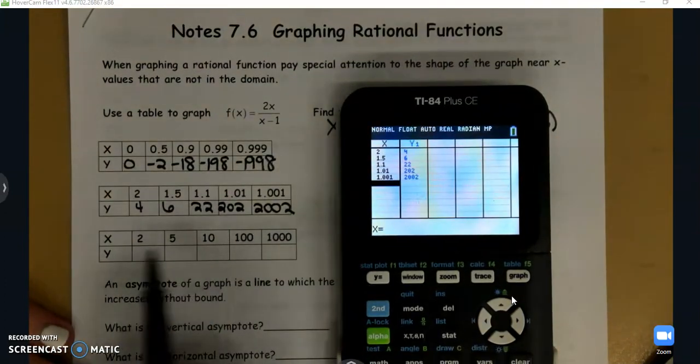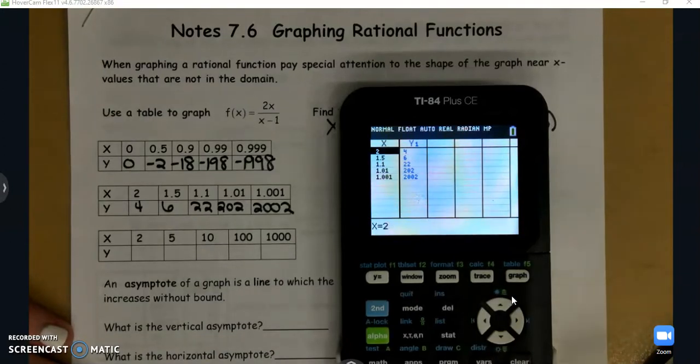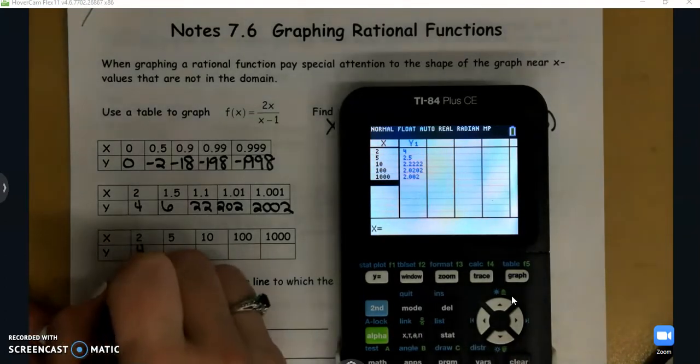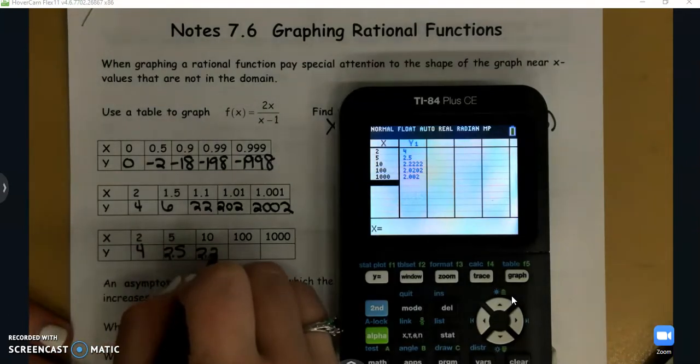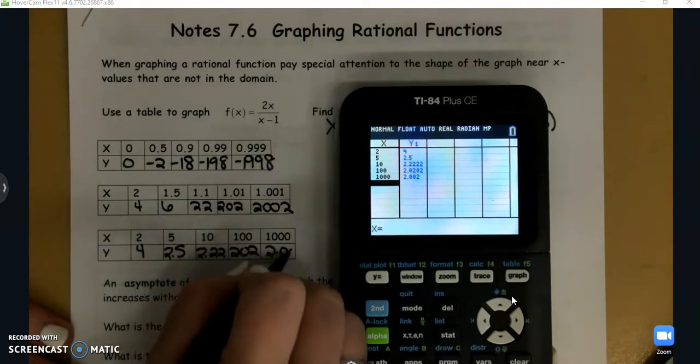Now the last thing we're going to look at is what's happening as x goes off to positive infinity. So as x gets bigger and bigger, what is happening to our y values? And they're getting very, very small, and they're getting closer and closer to the number 2.